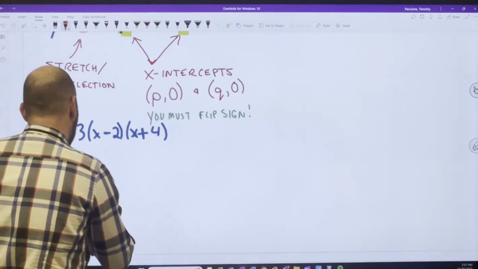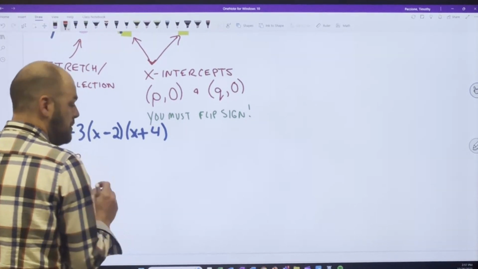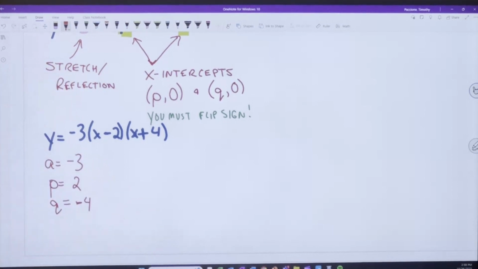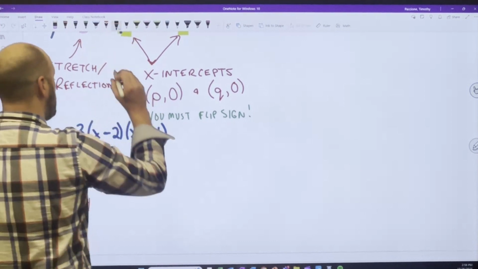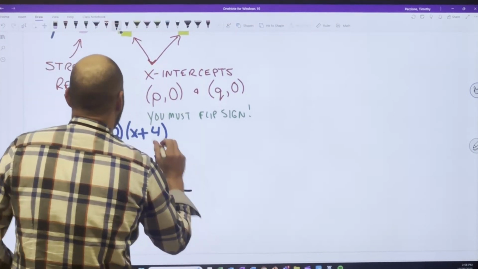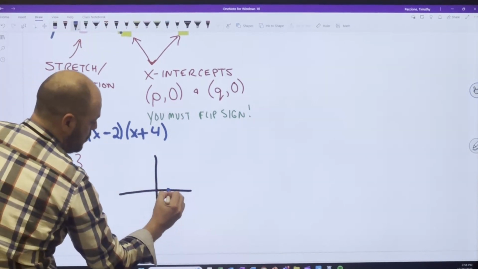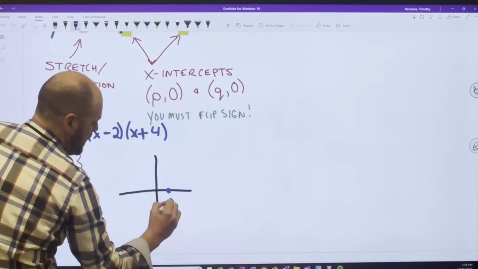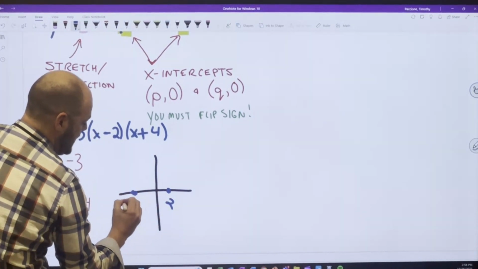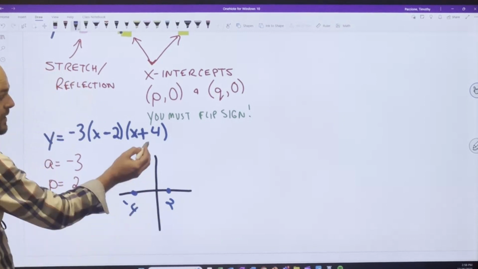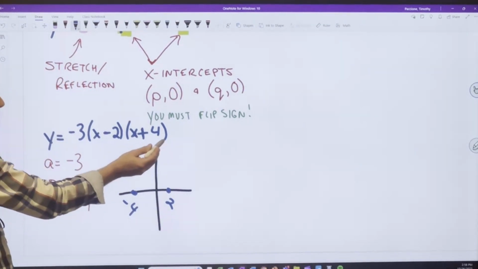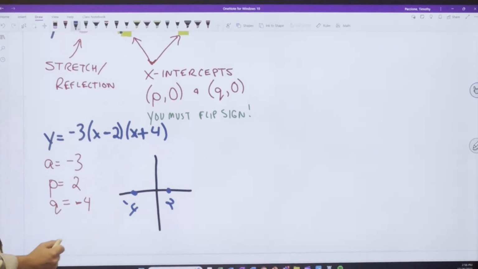You flip those signs, and this is the biggest mistake people make: they don't flip them and they get the x-intercepts in the wrong spot, right? Because this graph would look like this. There would be a point at 2, and then there would be an x-intercept at -4. And then you look at the equation, it's positive 4 and negative 2.